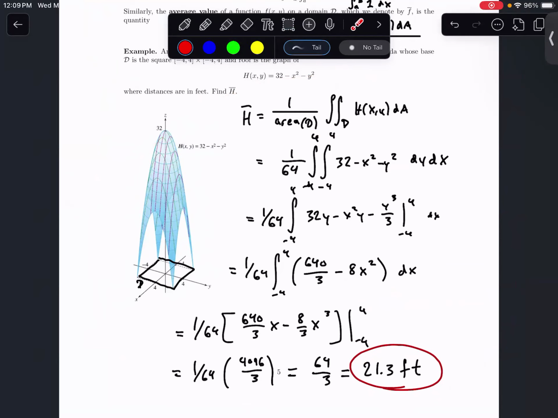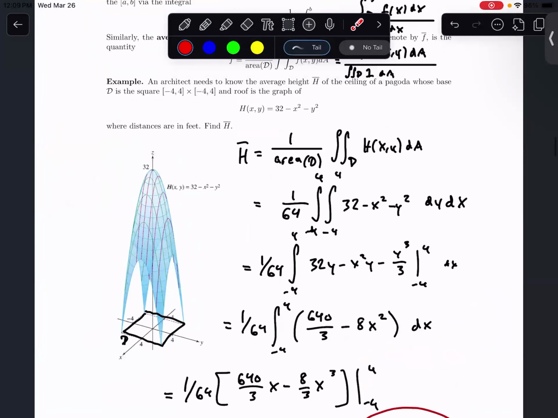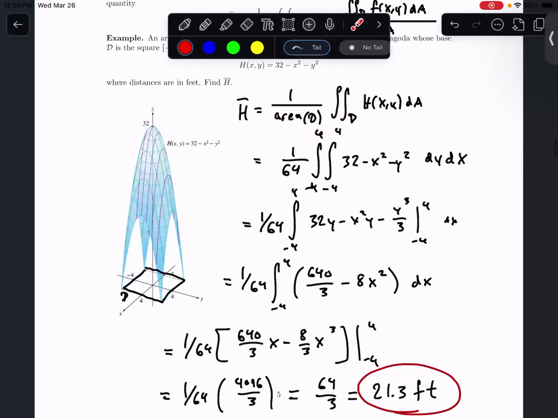Yeah, I would say usually the hard part, depending on the function that's given to you, is just knowing how to compute the area. The area is kind of the hard part, or at least it can be the hard part.